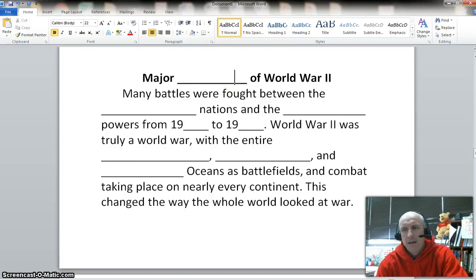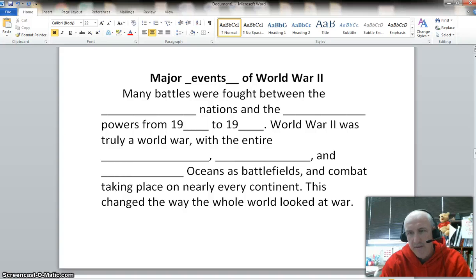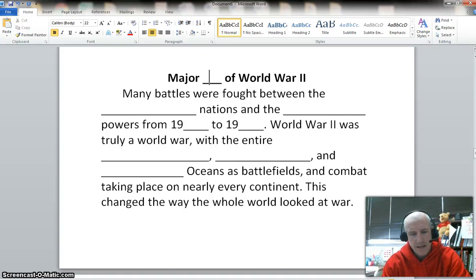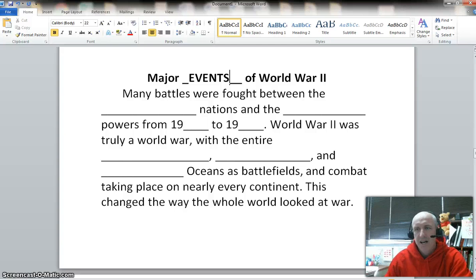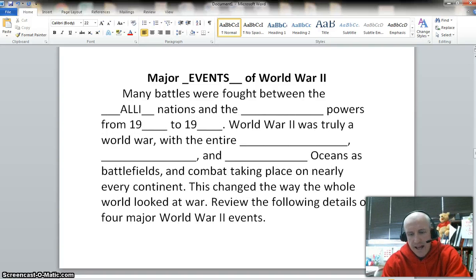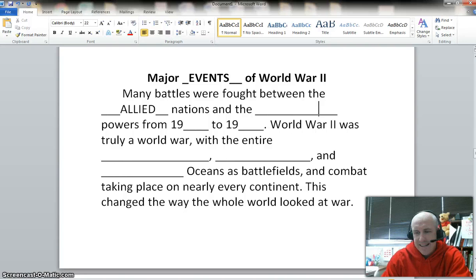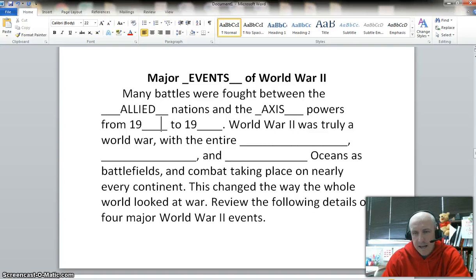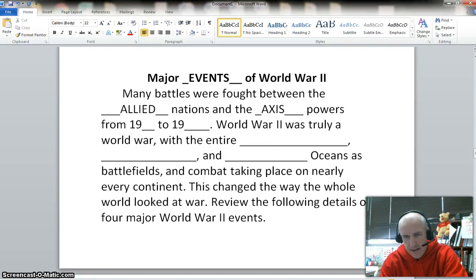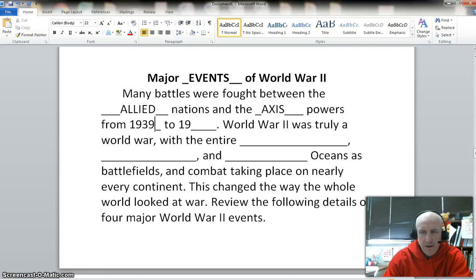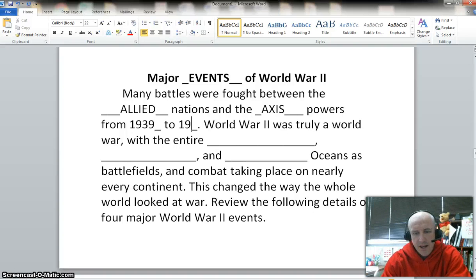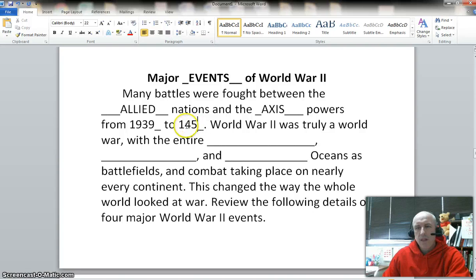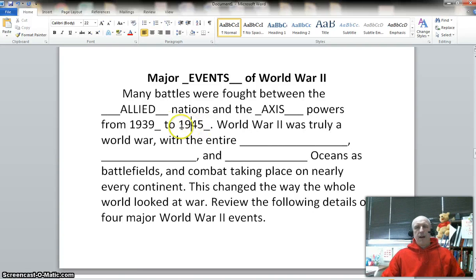Okay, so we're looking at major events of the war. Major events of World War II. Now, many battles were fought between what are the two different sides? The Allied nations and, remember, this is the bad guys over here, the Axis powers, from 1939. This is the years of the war. It started officially in 1939 to 1945.